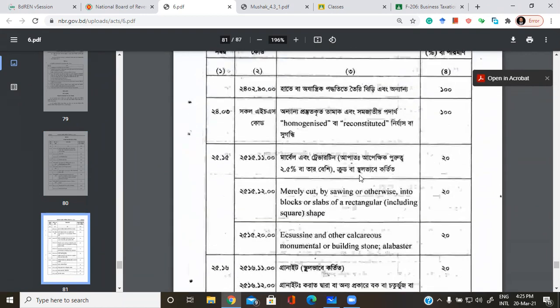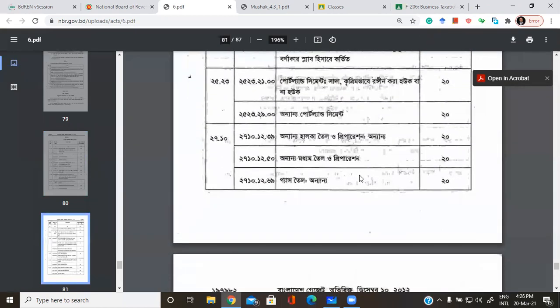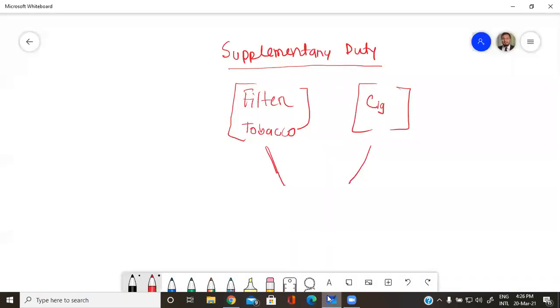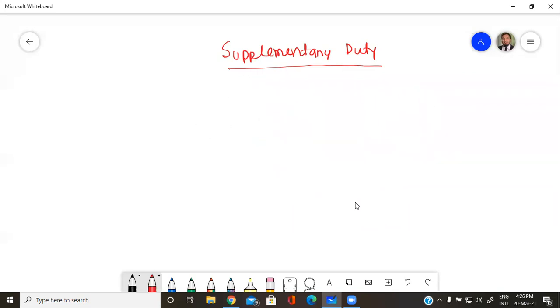Okay. On this, the supplementary duty is applicable. What I would like to say is that in the import stage, we have seen how VAT is calculated or imposed at different stages. In the case of supplementary duty applicability, we need to see how supplementary duty will be applicable in the import stage, and in the case of local goods, how supplementary duty is applicable or how the value is calculated.